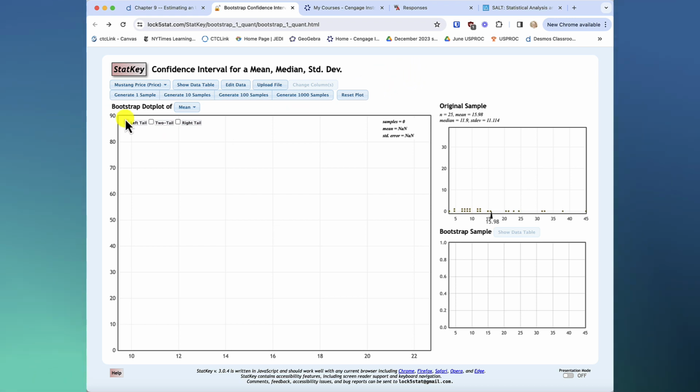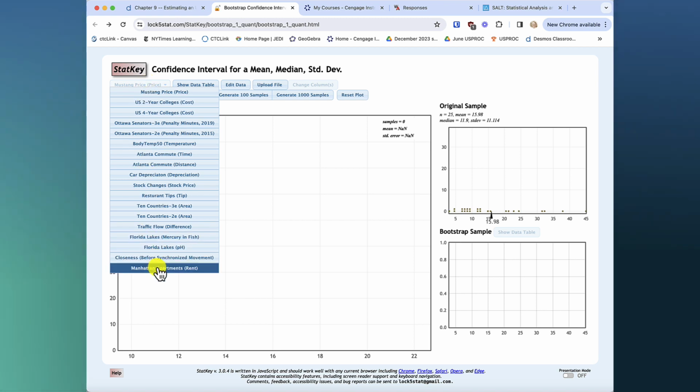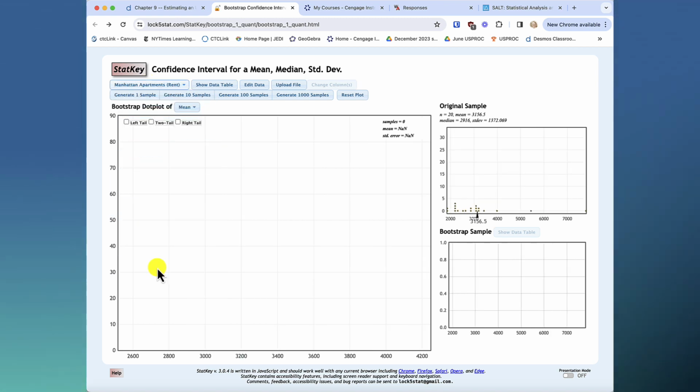So the idea of the lab is that we're going to use an image of a sampling distribution, which is going to be the basis of our confidence interval. So when we're in StatKey here, we're going to choose the data set that is Manhattan apartments, and that's the rent prices. And then in that image, there are 2,000 samples drawn.